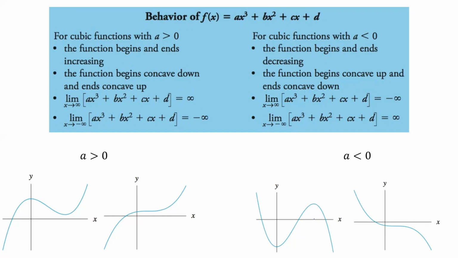Now, the limits are going to be basically the opposite of what we just had with a greater than 0, because as we go to negative infinity, that means we're going to go up to positive infinity. So as x goes to negative infinity, our output goes to infinity. And as x goes to positive infinity, we're going to go down to negative infinity. And so that's what we get here. Okay, and so that's our end behaviors.